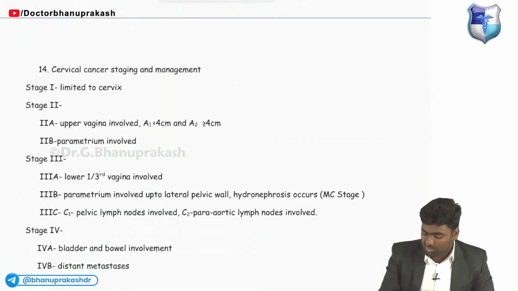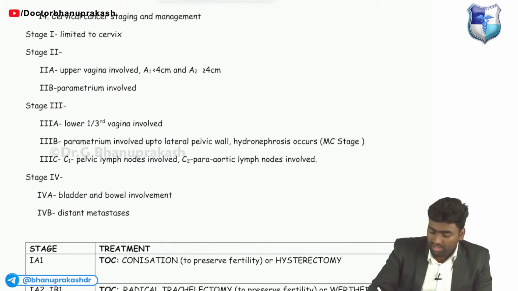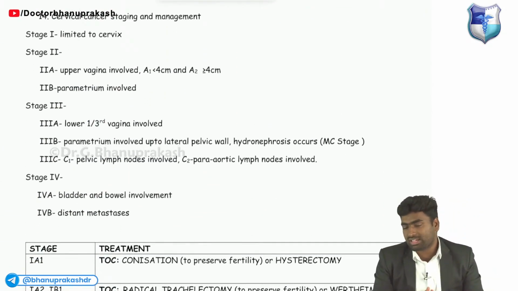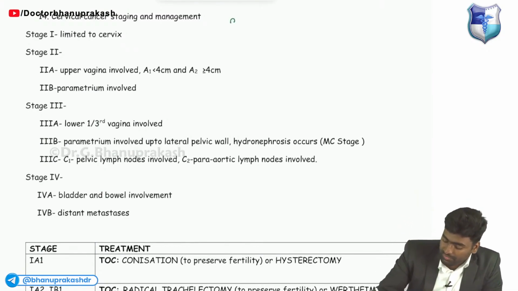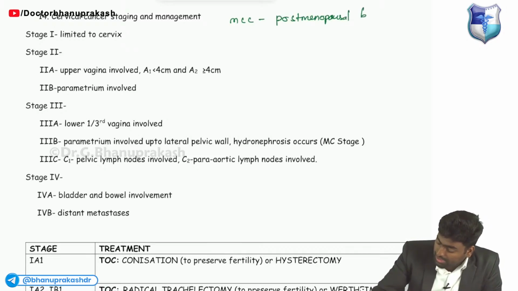Fine. And next, about this cervical cancer. So read about the staging of this cervical cancer. It is very much important, and its management, because that is the most common cause of post-menopausal bleeding in India.